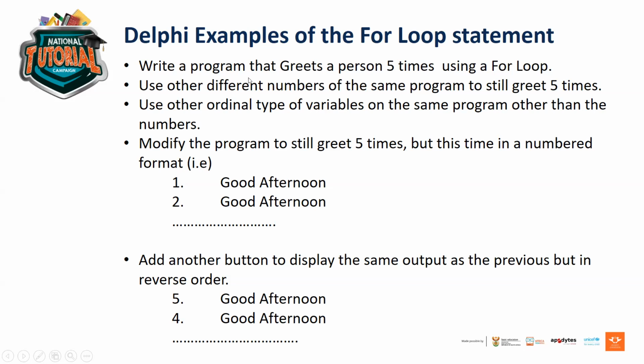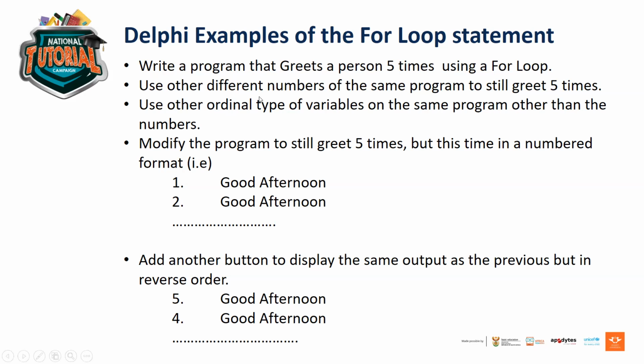Here's a question that says, write a program that greets a person 5 times using a for loop. If you have only done up to the if statement, you can still code this program, but you will not be able to use a for loop. But now we're going to apply the for loop and see how for loops actually help us code less in a more effective way. Instead of using many lines of coding, we can use just a few lines.